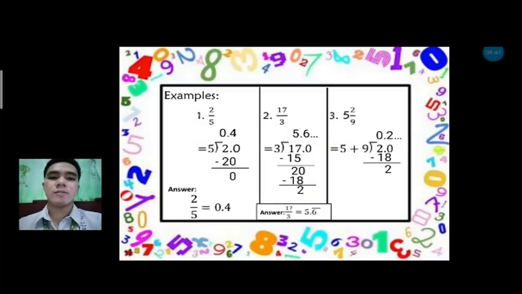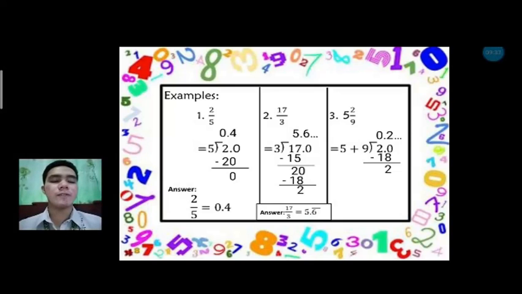Then you have to divide 20 by 3, that is 6. Again, 6 times 3, 18. So that is continuous. Therefore, we can say that this will be 5.6666 and so on and so forth. So the conversion of 17 over 3 in decimal number is 5.6 in decimal form. So how about number 3?